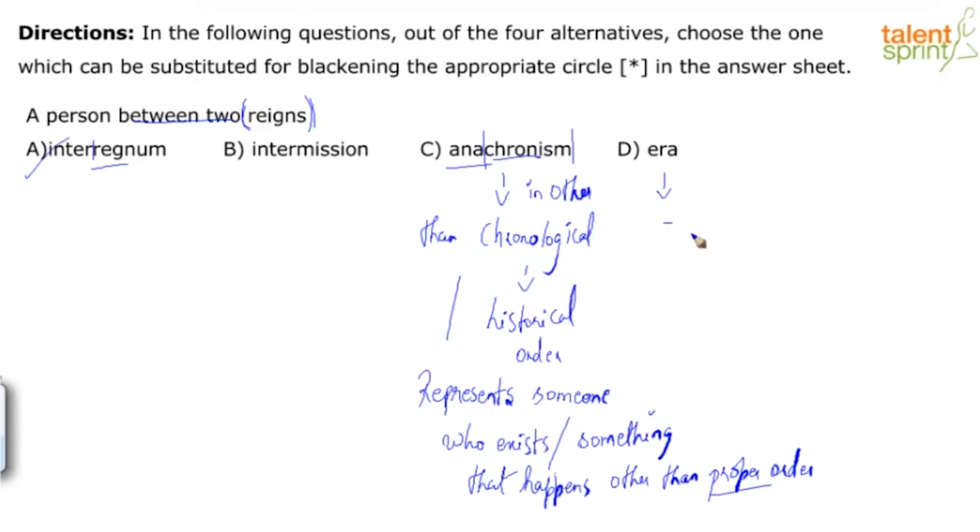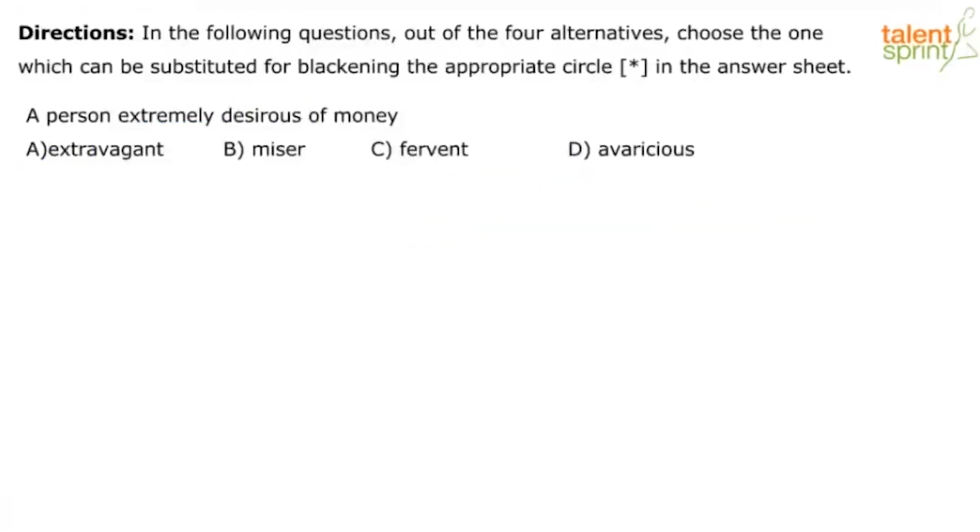Era, on the other hand, is a period of time from a specific date. 16th era, yeah, exactly. Whatever examples. A person extremely desirous of money. This is an easy one, right? Options are extravagant, miser, fervent, avaricious. Extravagant, you already know. Somebody who spends excess money.